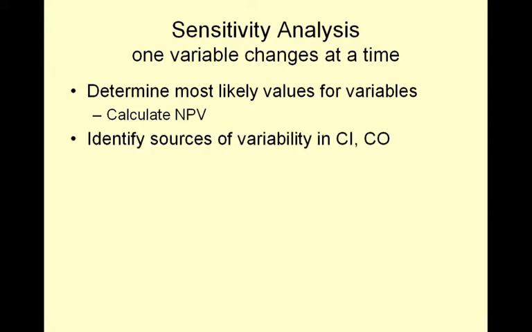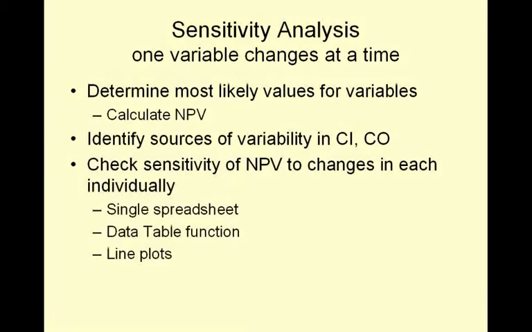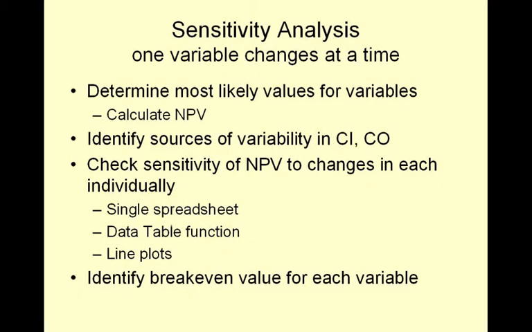Then we identify potential sources of variability in cash inflow and cash outflow. Next, we check the sensitivity of net present value to changes in each variable individually. I'm going to show you how to use a single spreadsheet, how to use the data table function to do sensitivity analyses quickly, and how to use line plots to identify which variables generate the most sensitivity of net present value. And then we're going to use our data to identify the break-even value for each variable.